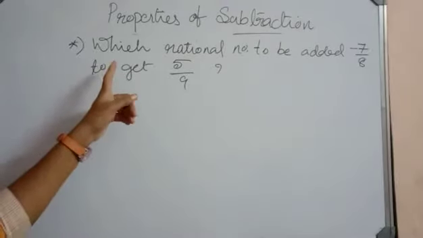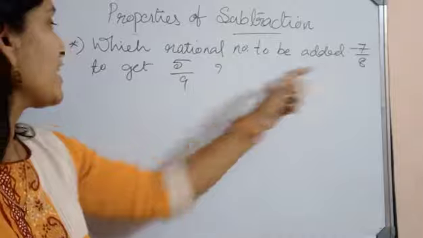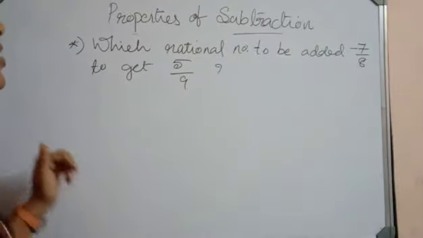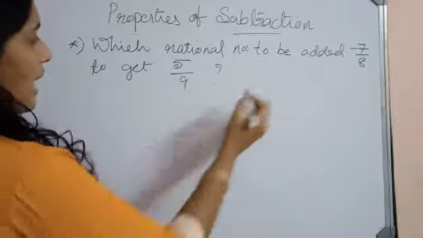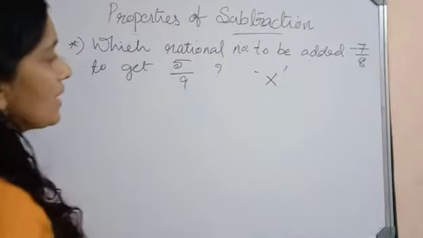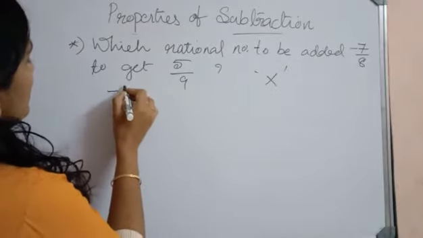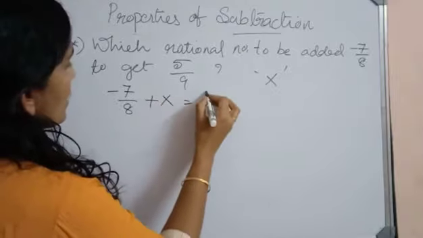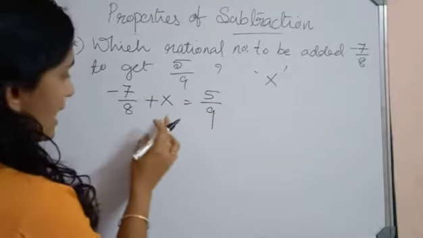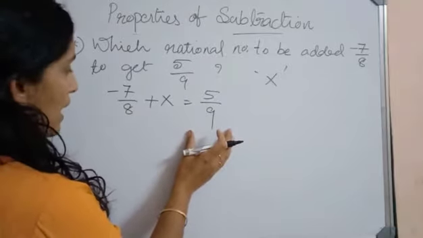Look at the next question. Which rational number is to be added to minus 7 by 8 to get 5 by 9? So here also we have to consider, let x be the number to be added. We will add minus 7 by 8 plus x, that is equal to 5 by 9. When we are adding x to this particular number, the sum we are getting is 5 by 9.